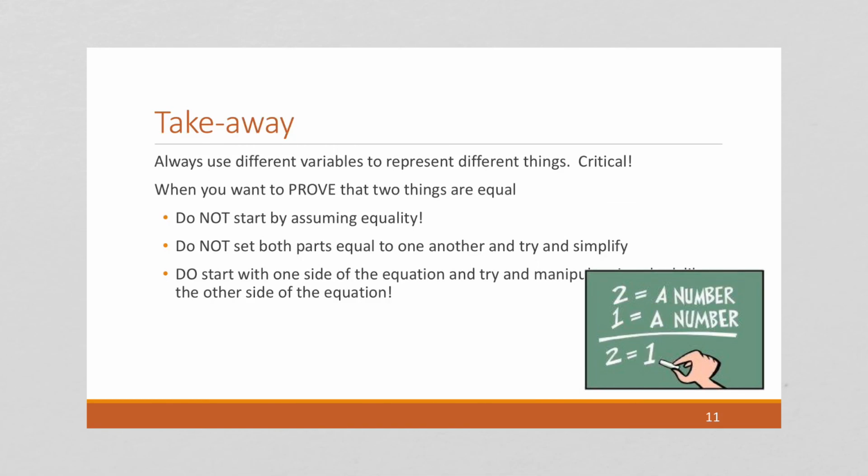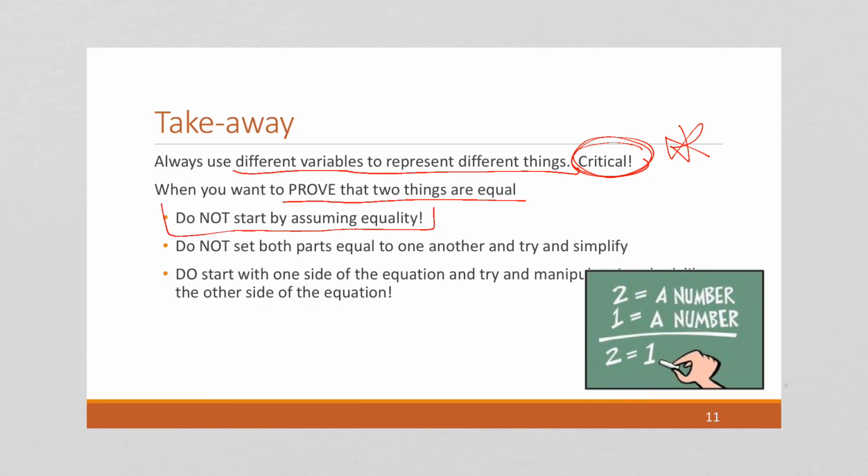So the takeaway from this video, a couple of things. You always use different variables to represent different things. This is critical. You need to do it. Secondly, if you want to prove that two things are equal, do not start by assuming they're equal. Right? That's what you're trying to prove. You cannot assume it. Do not set both parts equal to one another and then simplify. Don't do it.